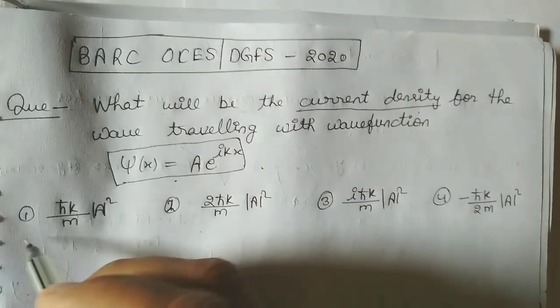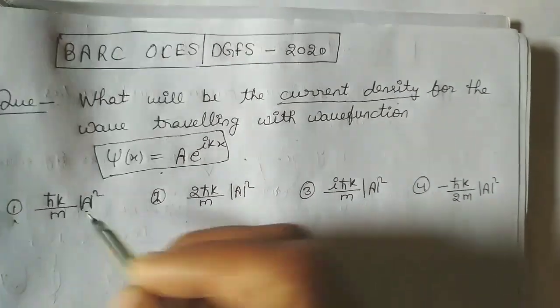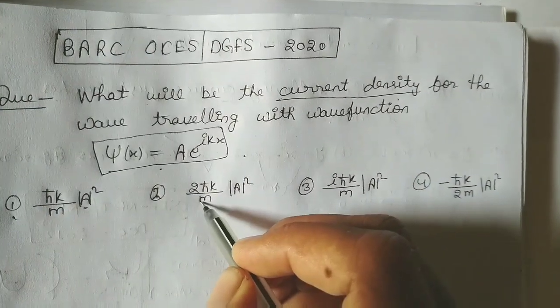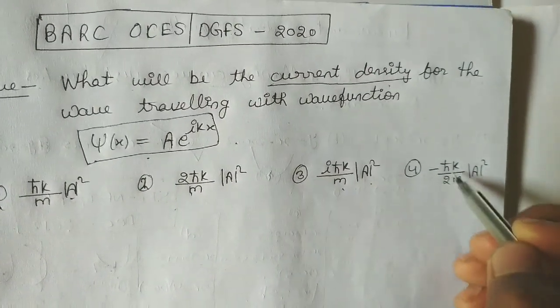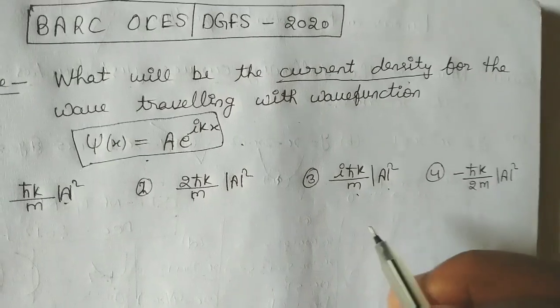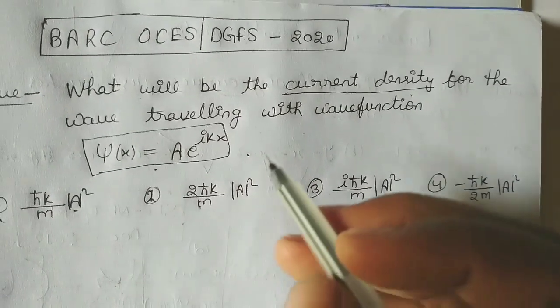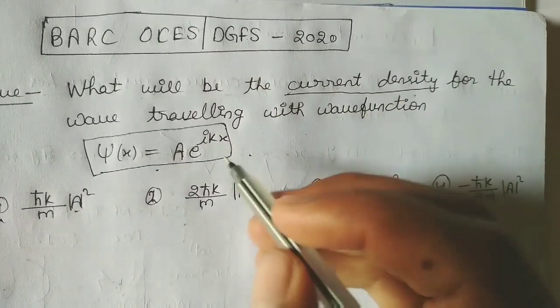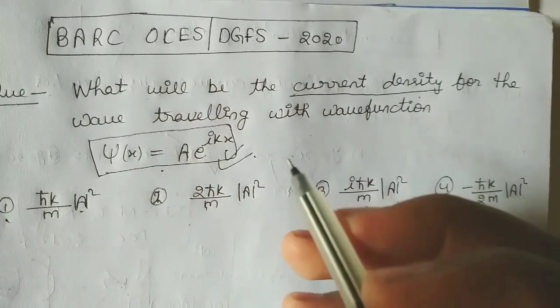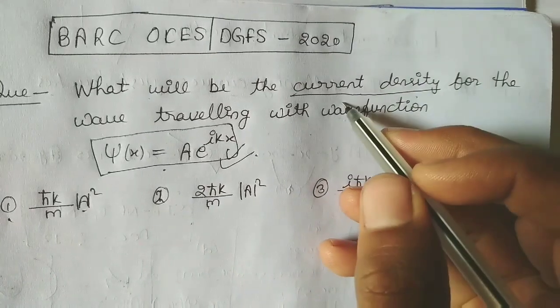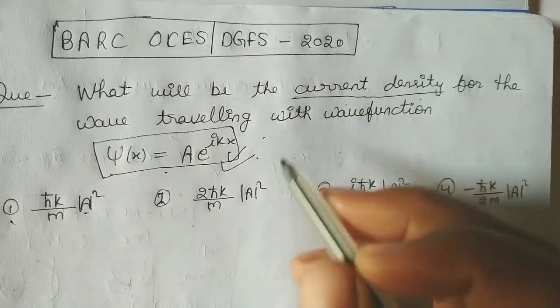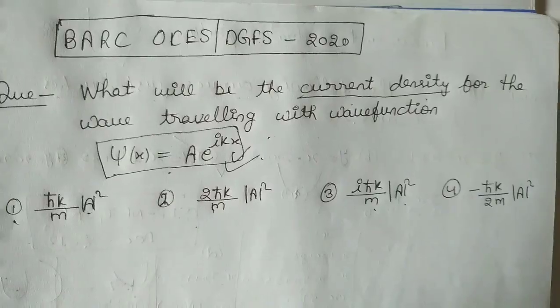And the options are: h cross k by m mod a square, 2 h cross k by m mod a square, i h cross k by m mod a square, and minus h cross k by 2m mod a square. These are the four options. Now you have to calculate the current density for this wave function. First of all, I will write down the expression for the current density and then I will calculate the current density step by step.